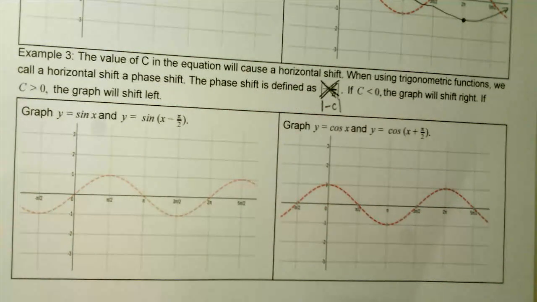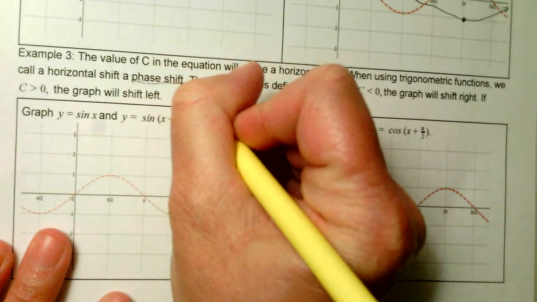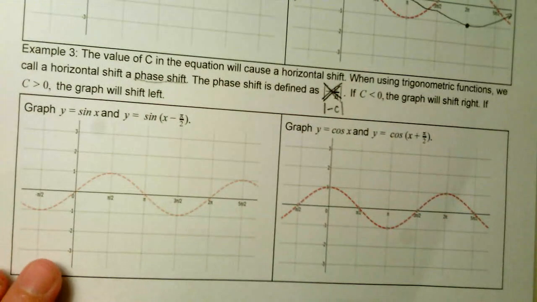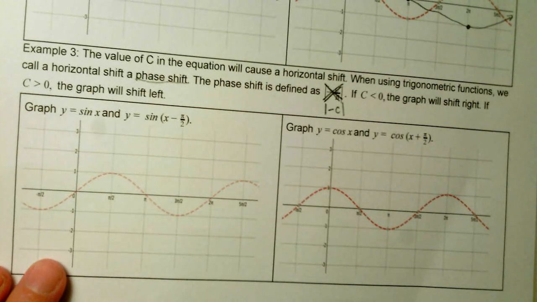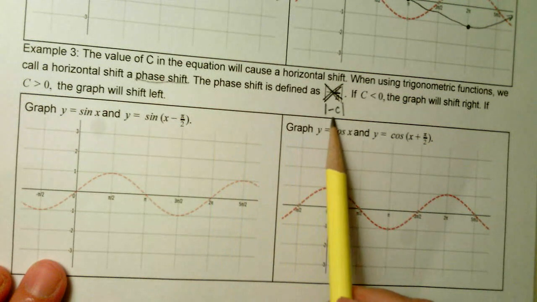Okay, the value of c in the equation will cause a horizontal shift. When we're using trig functions, we call a horizontal shift a phase shift. Okay, so this is new vocabulary. You just need to know that a phase shift means a horizontal shift. So you need to clarify, is it a left phase shift or a right phase shift? So the phase shift is defined as the absolute value of negative c.